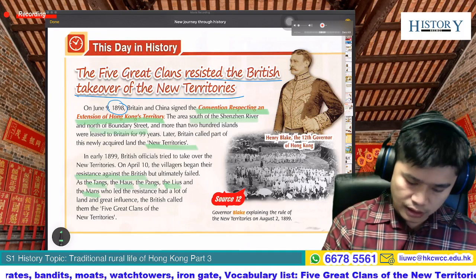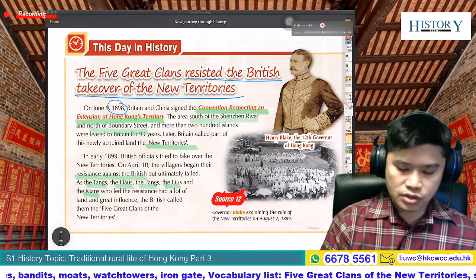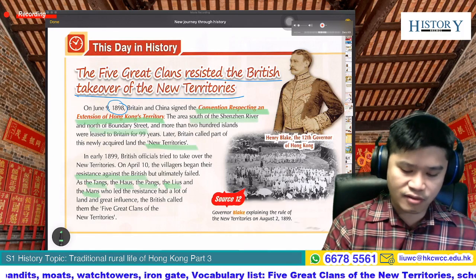You can see that the tanks, the house, the pans, the leaves, and also the men who led the resistance had a lot of land and great influence. So therefore, the British called them the five great clans.